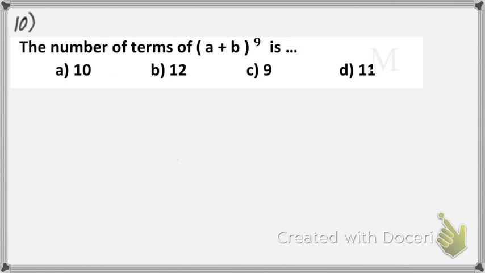Number 10. The number of terms of (a plus b) to the power of 9. We all know that in binomial expansions, if the power is 9 and we are going to find the number of terms, we add 1 to the power. So the number of terms in case of this bracket to the power of 9 will give me 10 terms. So the answer is A.